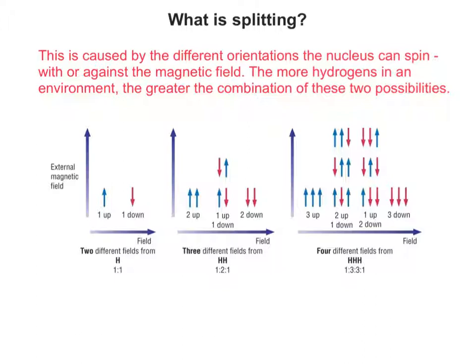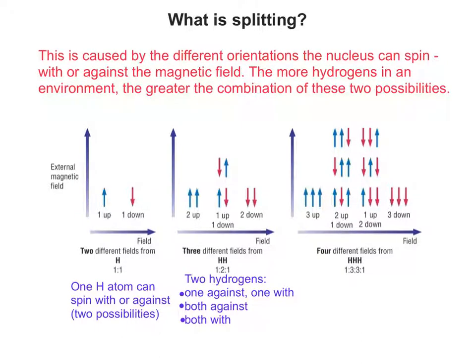So what happens when a peak splits? It's caused by the different orientations of the nucleus. So they can spin with or against the magnetic field that we talked about a bit earlier. The more hydrogen atoms in an environment, the greater the combination of these two possibilities. However, if you've got two hydrogens, they could have three possible combinations: both against, both with, or one against and one with.